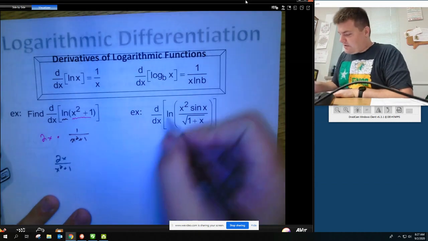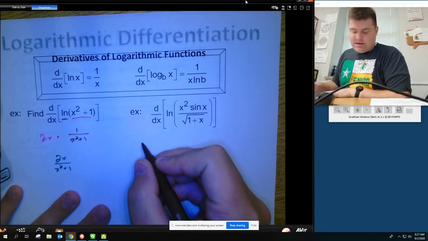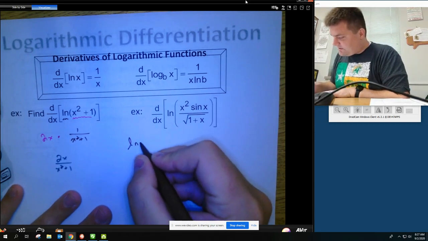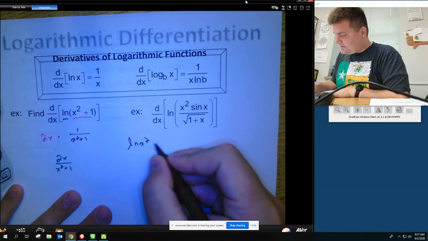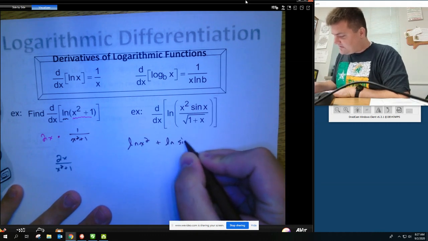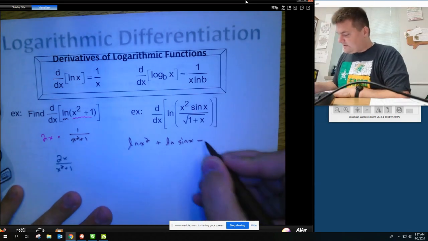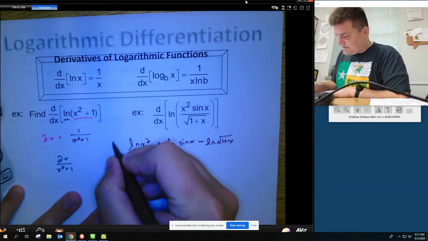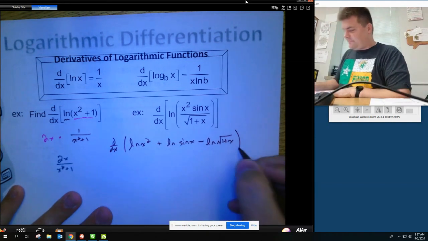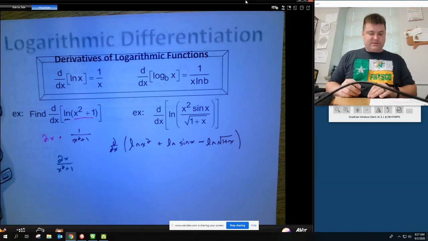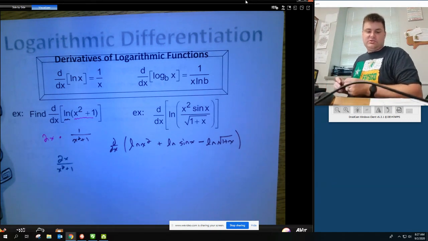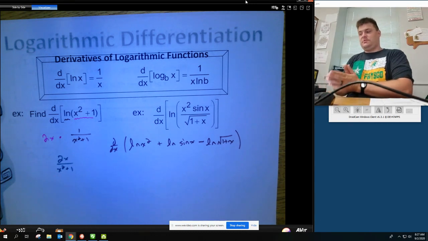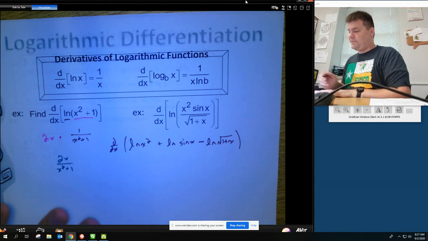Here they are. I know that this is the same thing as ln of x squared plus ln of sine of x minus ln of root 1 plus x. And we're going to do d over dx of all that. Take the derivative of all that. So all I'm doing right now is just separating these to make it so much easier.